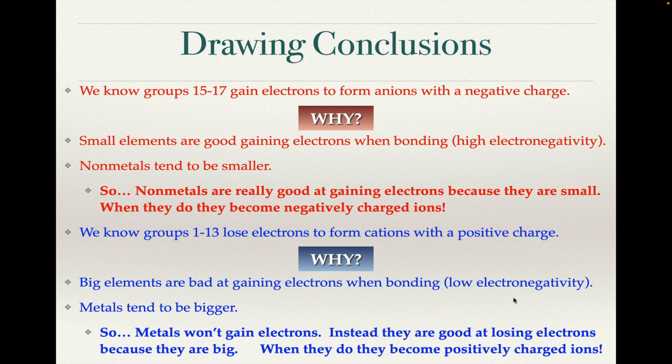So the take-home message is this: if you are a small atom, you're going to gain electrons and become a negative ion. If you are a big atom, you're going to lose electrons and become a positive ion. Nonmetals are small, so we can say nonmetals become negative ions. Metals are big, so we can say that metals are going to become positive ions. So we knew this already. We knew the charges from last unit, but this is just the learning of why the charges are the way they are: it has to do with the size of the atom and the resulting electronegativities that they have. All right, that's it.